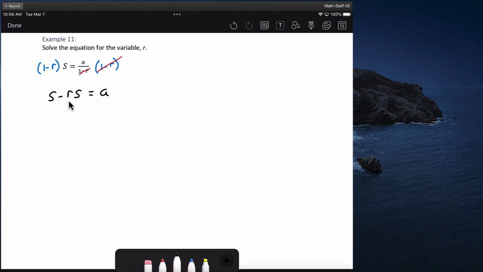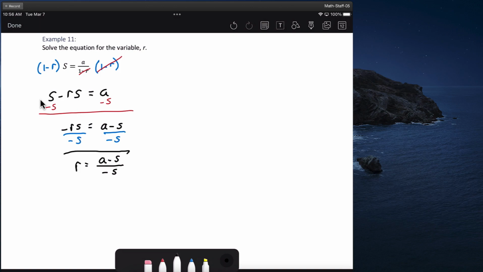Again, our goal is to isolate the r. The first thing we need to do now is move the s, subtract it over, subtract it on both sides. Negative rs is equal to a minus s. And finally, to isolate the r, we can divide both sides by negative s. R is equal to a minus s over negative s. And we have isolated the r.